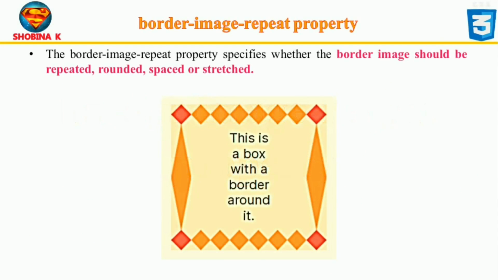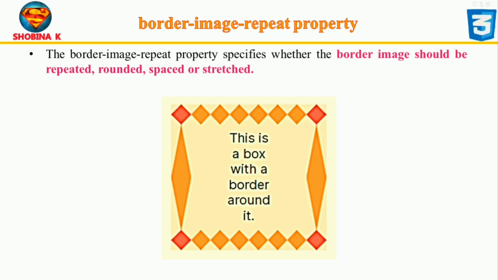Border image repeat property. This property is used for defining how the images for the middle part and sides of the border are scaled and tiled. And this property can be used in conjunction with other border image properties. This property specifies whether and how the border image should be repeated, rounded or stretched. And this property defines how the edge region of image is adjusted to fit the dimensions of an element's border image. This property can take from 1 to 2 values.